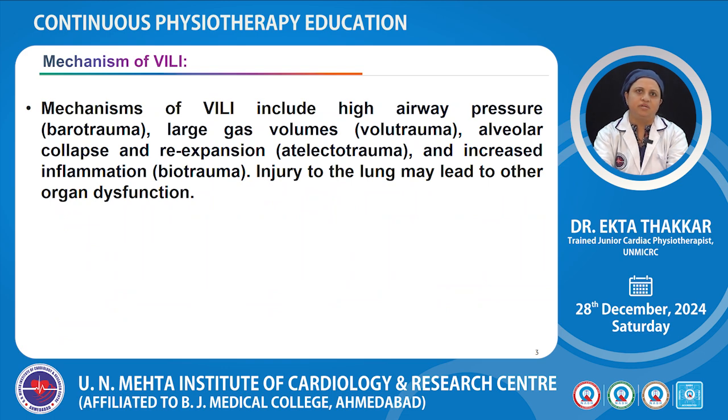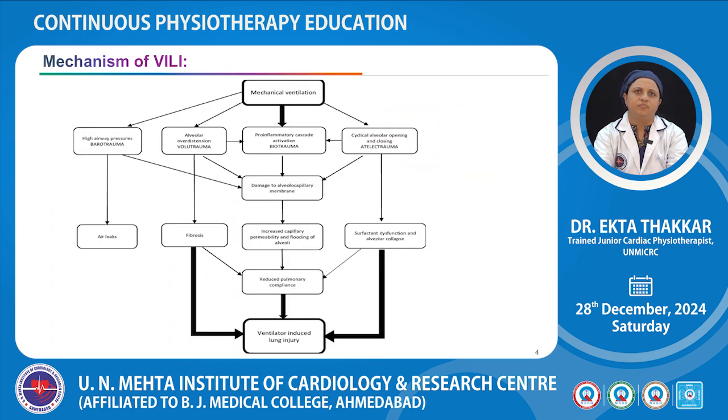Mechanisms of ventilator-induced lung injury include high airway pressure, that is the barotrauma, large gas volumes, that is the volutrauma, alveolar collapse and re-expansion, atelectrauma, and increased inflammation, that is biotrauma. Injury to the lung may lead to other organ dysfunction. This is the diagram which shows the ventilator-induced lung injury.